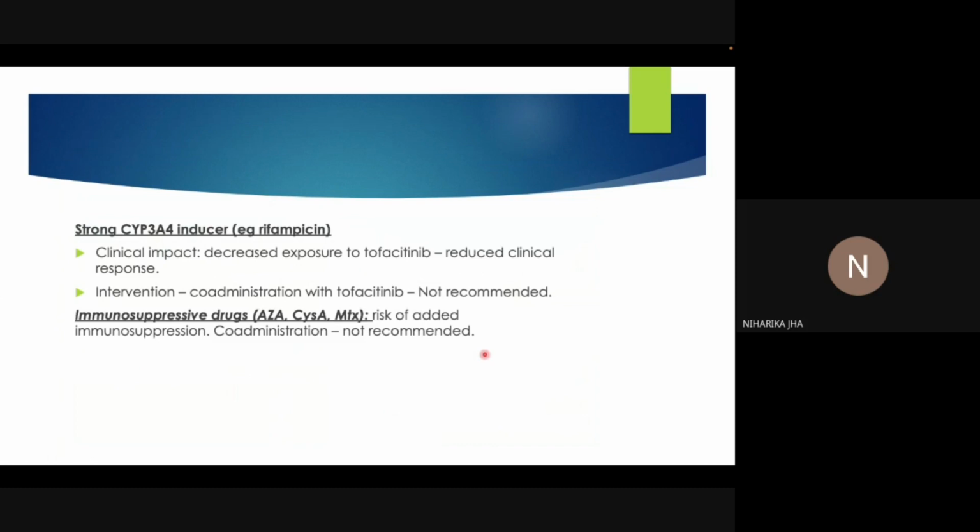What about rifampicin? It is a CYP3A4 inducer. What do you mean by that? It is an inducer, that means it will cause increased metabolism of tofacitinib and hence reduced clinical response will be seen in those patients. Ideally, rifampicin and tofacitinib should not be co-administered. It is not recommended. And immunosuppressive drugs such as azathioprine, cyclosporin, or methotrexate should not be given along with tofacitinib. It is ideally not recommended.